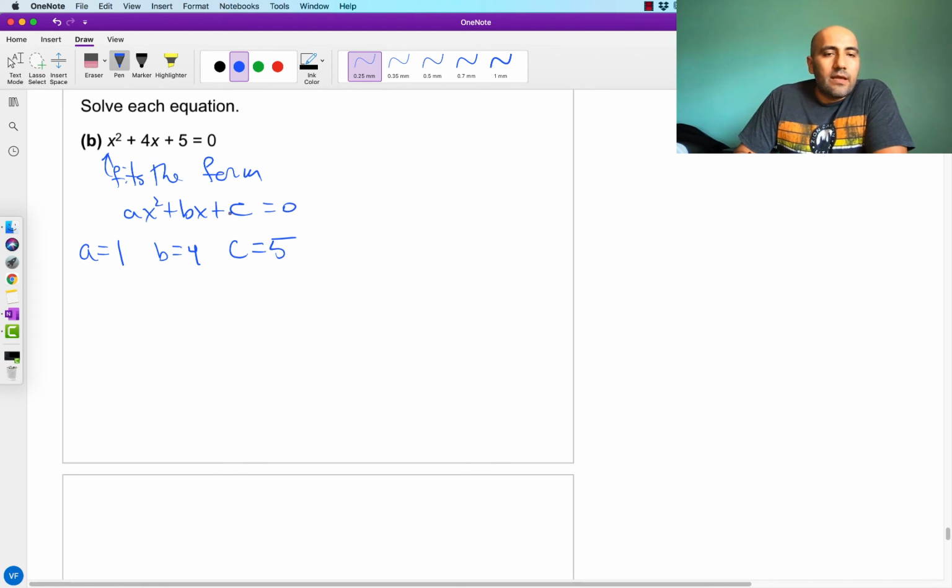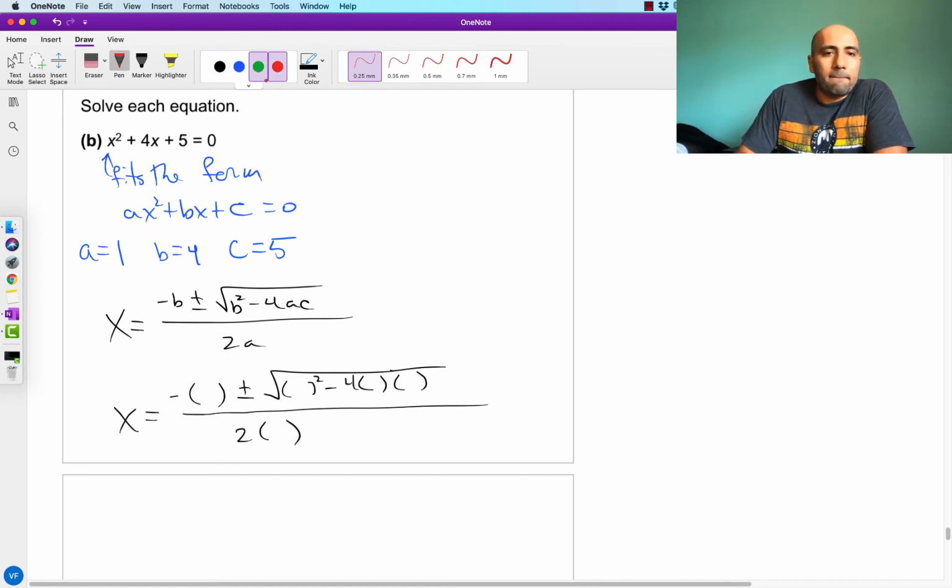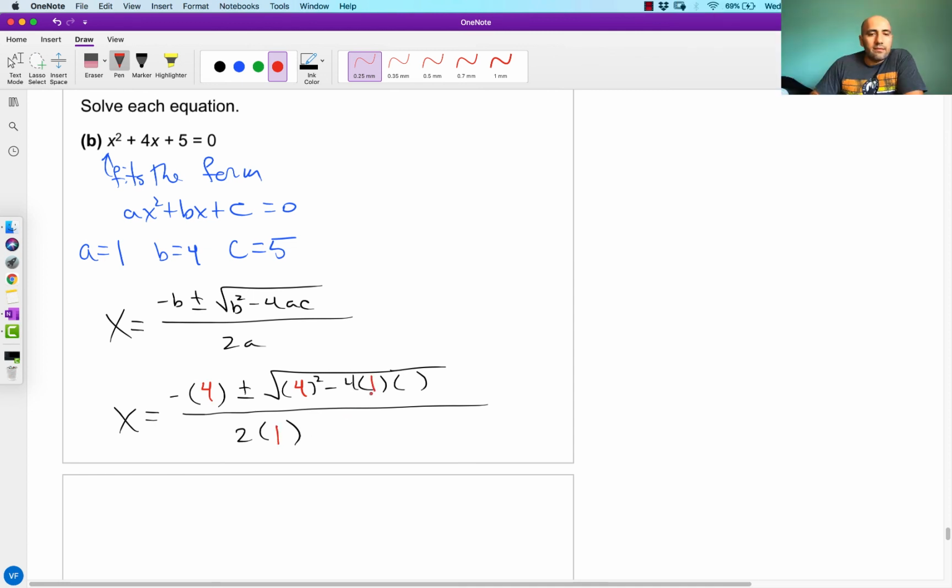Equals 0. And so that means that x is going to be equal to negative b plus or minus the square root of b squared minus 4ac all over 2a. So x is going to be negative b plus or minus the square root of b squared minus 4 times something all over 2 times something. Let's plug them in. So this becomes a 4 there and a 4 there. And then the a is a 1. And the c is a 5.